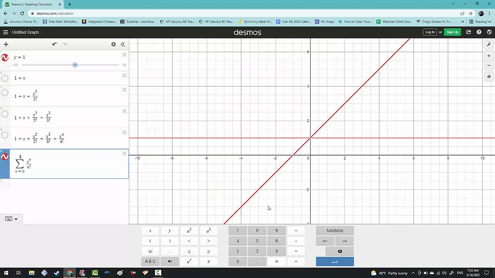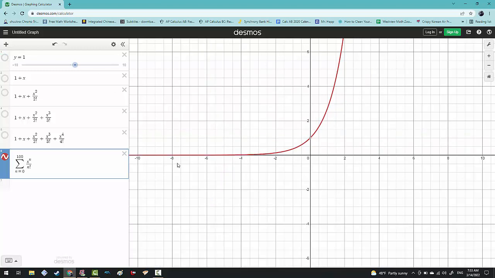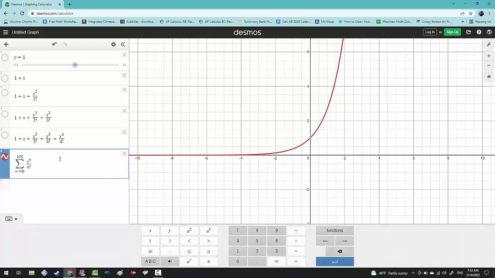But if I end up getting to the 100th power, what's going to happen is this guy is going to look more and more like this. And if I let n equal 1,000, it's going to look even more like that, right? And I think it's just trying to load up. So the 1,000 didn't cause that to disappear. I think it's just loading up.